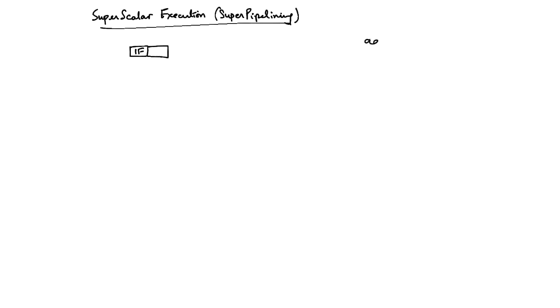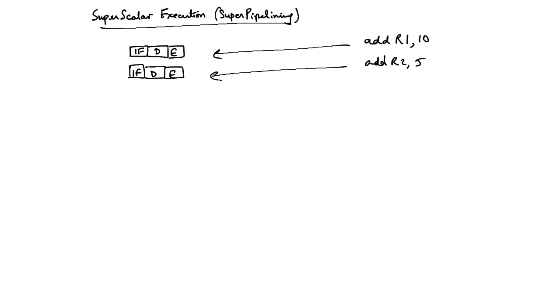So the next feature that pushes this a little further is Superscalar Execution, and it's also called Superpipelining. What happens in this is that the processor, if it determines that there are instructions, like in the previous example we saw, add R1 10 and add R2 5, and it's able to figure out that these instructions have nothing to do with each other, then it can actually execute them both in parallel. So you have instruction fetch, decode, and execute, and simultaneously you could do the instruction fetch, decode, and execute for the second instruction. So you could do both of these in parallel.